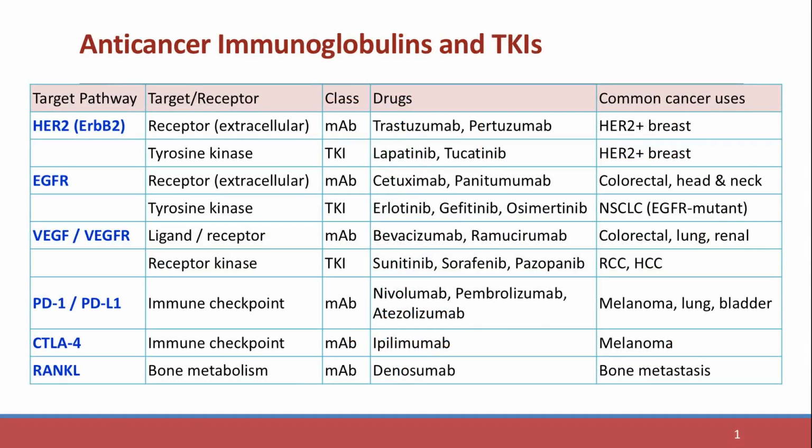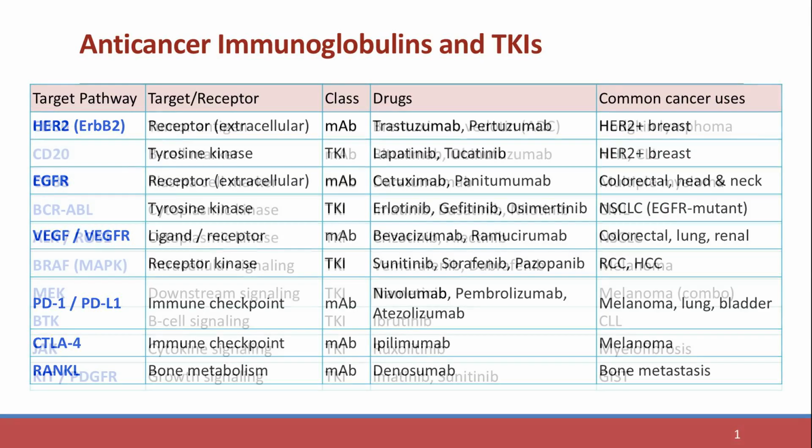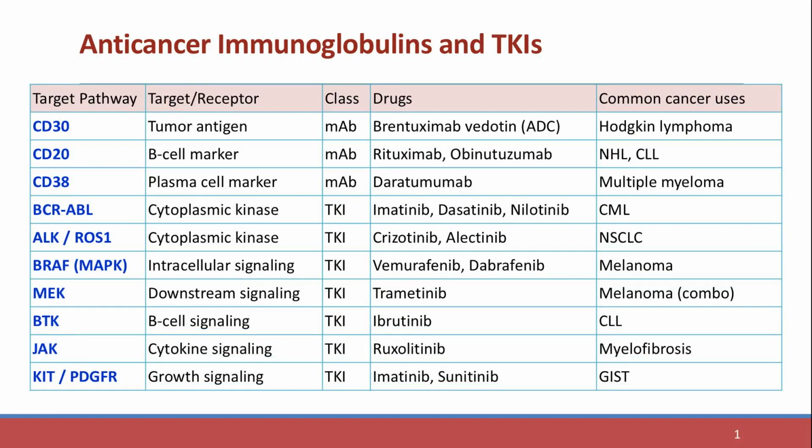Today there are many anti-cancer immunoglobulins and tyrosine kinase inhibitors available for solid tumors as well as hematological malignancies. This table lists them according to their therapeutic target. Another table is given on the next slide. The list continues here also.